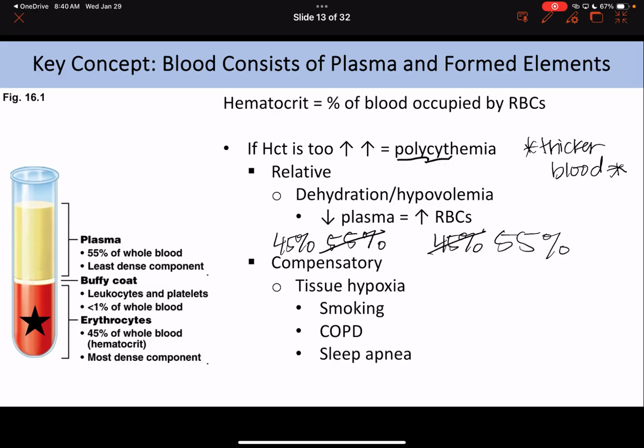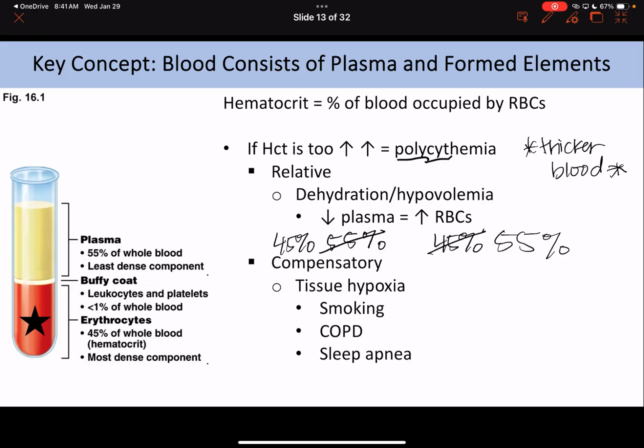So this could be due to smoking. If you are a smoker, you get 5 to 15% less delivery of oxygen to your tissues. So if you're getting 5 to 15% less oxygen delivery to your tissues, your kidneys detect that. They produce EPO, which gets your red bone marrow to make more red blood cells. And again, if you're doing this more than normal, it's going to make your blood thicker, which is going to put more strain on your heart.